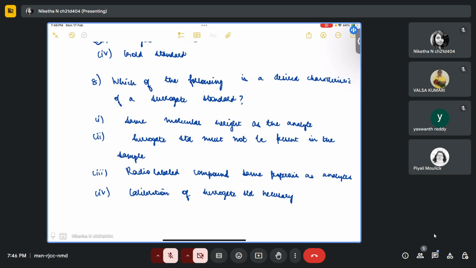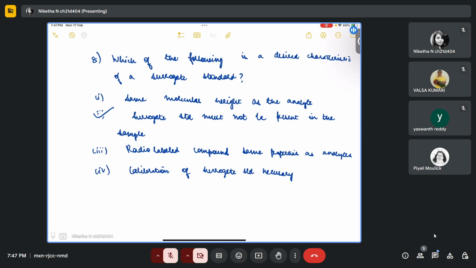So, answers. Number 2. Okay, so if the surrogate is already present, then the results will not come properly. So it should be a substance which is different from the analyte, yet it behaves similar to the analyte. So this is the correct option.